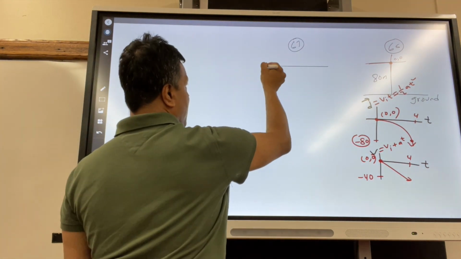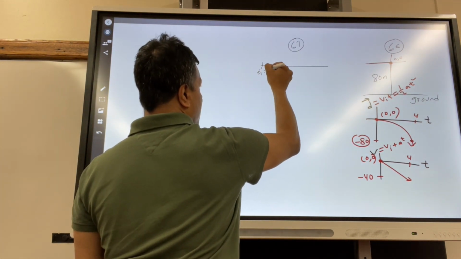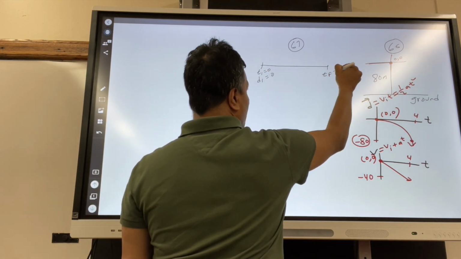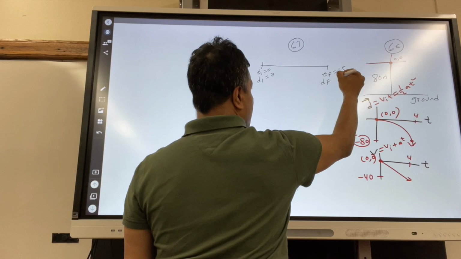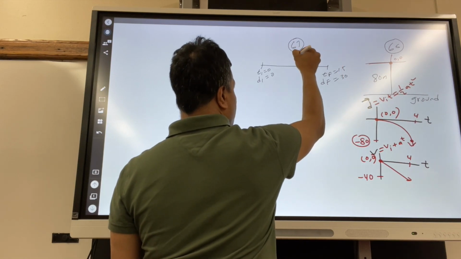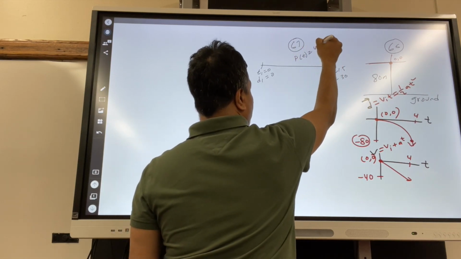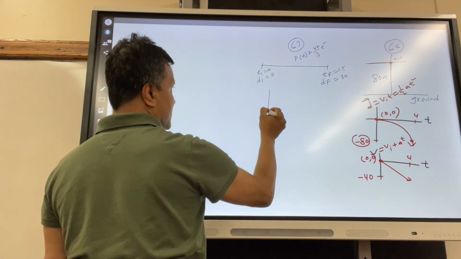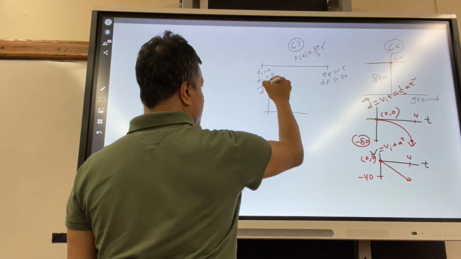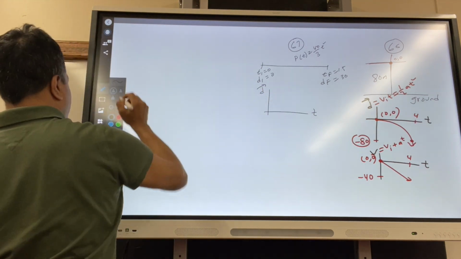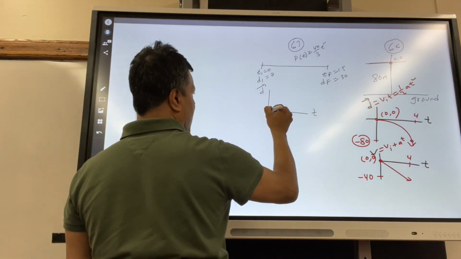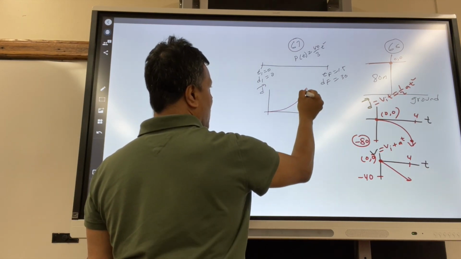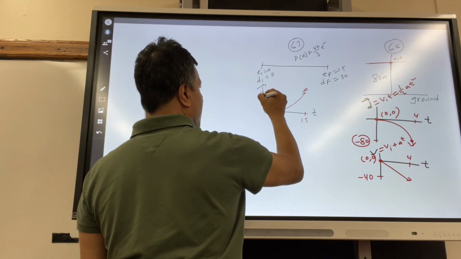All right, so Mr. Barry is on a bike trip, so t1 is 0 and d1 is 0. t final is 1.5, d final is 30 because the position function is 40/3 t square. All right, now we want to find the displacement versus time graph. Well, displacement versus time graph, we have a parabola because this is 1.5 comma 30.